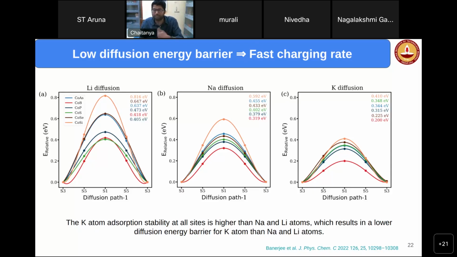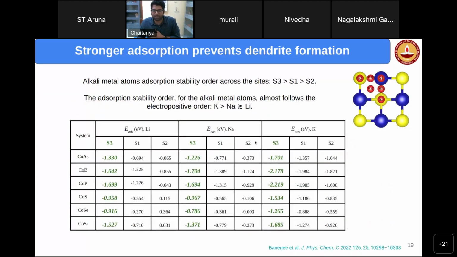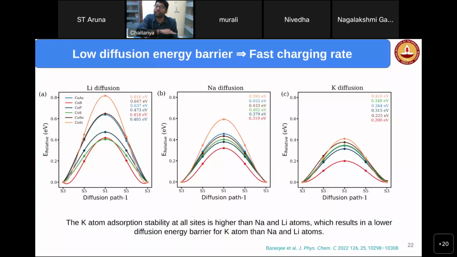So we have plotted those kind of differences in the sites, and you can also see from these values as well, if you wanted to compare the differences. But I don't want to go into that much detail. Just take my word here. So what we observed was, for the case of potassium, the difference between the S3 and S1 sites or S3 and S2 sites is smaller. For that reason, the diffusion energy barrier for the potassium is lower when compared to sodium and lithium.